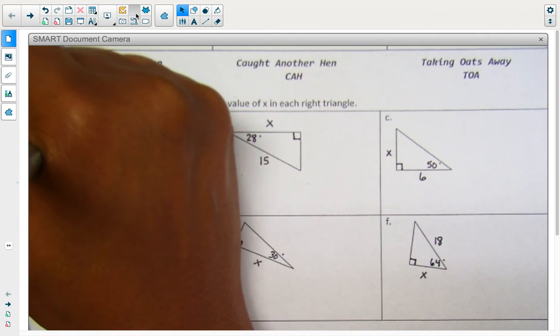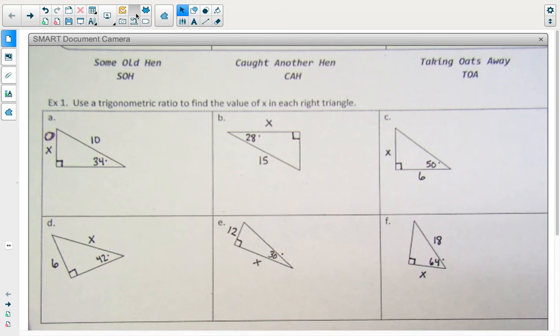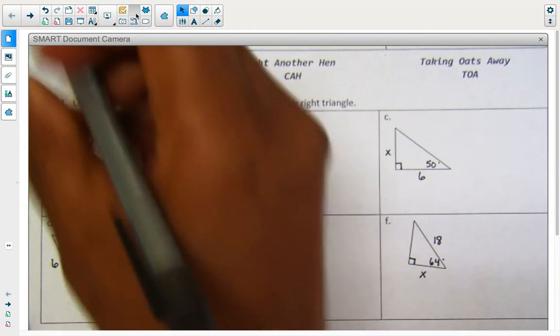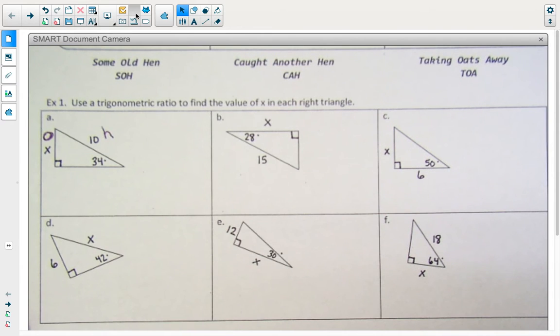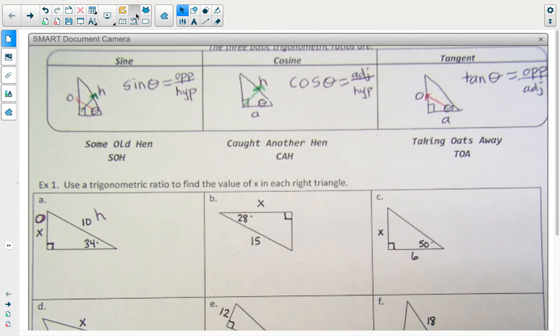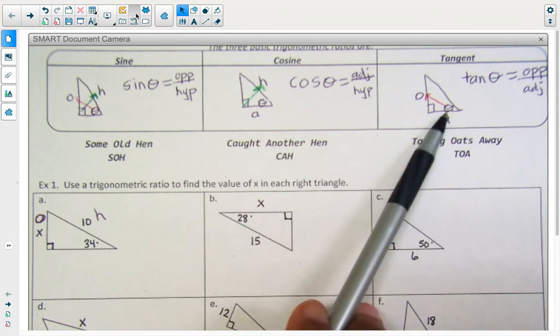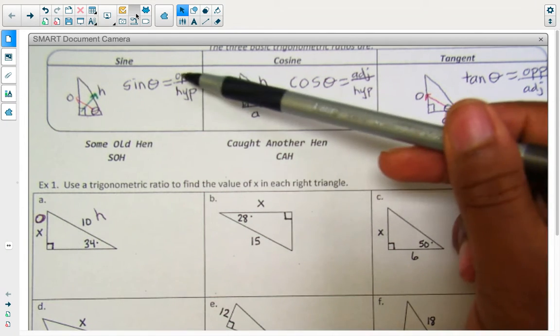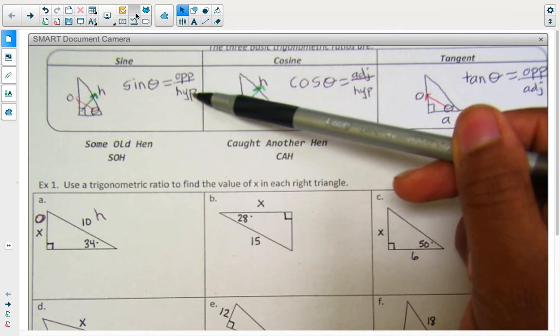So I'm going to put an O for opposite. Directly across from my right angle is my hypotenuse, so I'm going to put H for hypotenuse. Now, which one deals with O and H: sine, cosine, or tangent? Hopefully you guessed sine. Sine deals with O and H, opposite over hypotenuse.